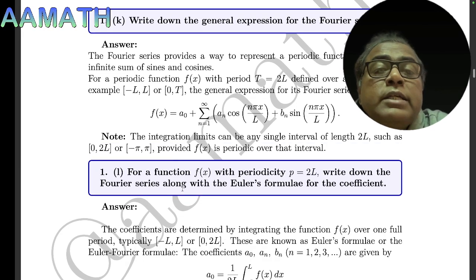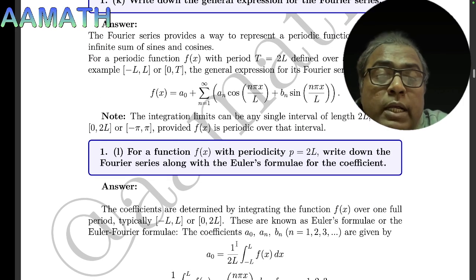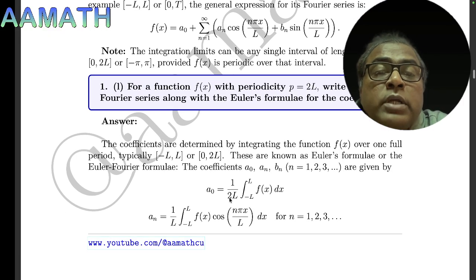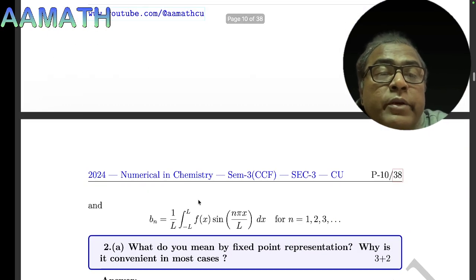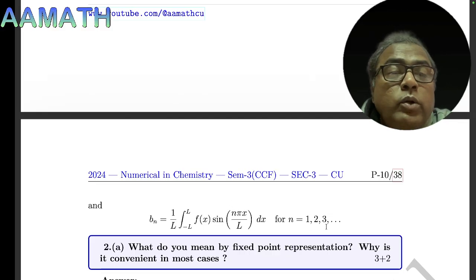Next question: for a function f(x) with periodicity p equal to 2L, write down the Fourier series along with Euler's formulas for the coefficients. The coefficients are a0 = 1/(2L) integration from minus L to L of f(x) dx, an = 1/L integration from minus L to L of f(x) cos(n pi x/L) dx for n = 1 to 3, and bn = 1/L integration from minus L to L of f(x) sin(n pi x/L) dx for n = 1 to 3.